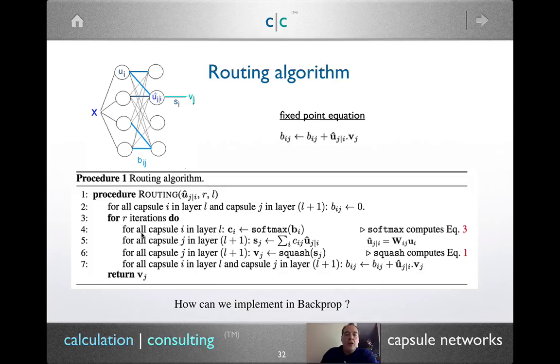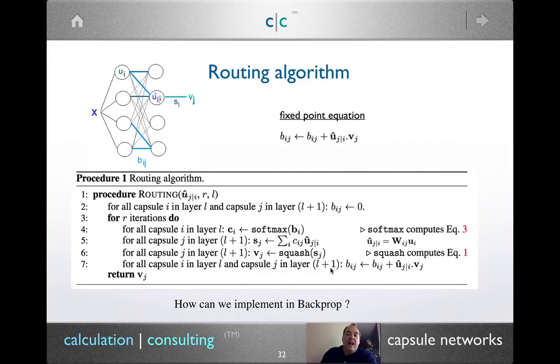R is 3. For each capsule I in the layer L, we're going to compute the CI softmax. Not a big deal. For each capsule J in the next layer, we're going to compute the output S, which is this weighted sum of the U hats, where the U hats were computed given our initial guess of W. I didn't talk about what that is, but that's okay. Then for each capsule J in the parent layer, we're going to apply the nonlinearity, the squash.